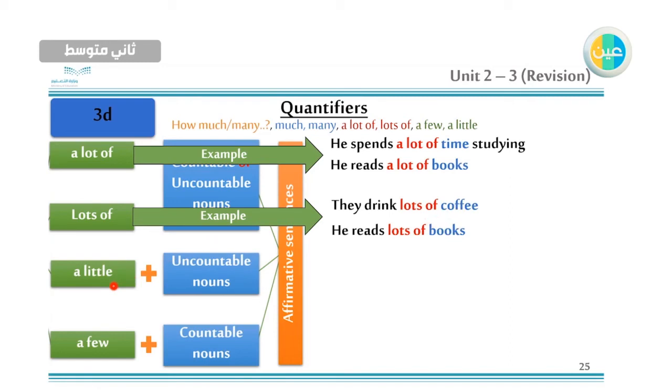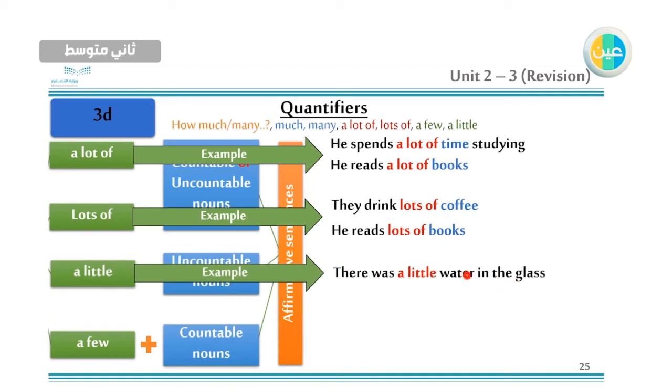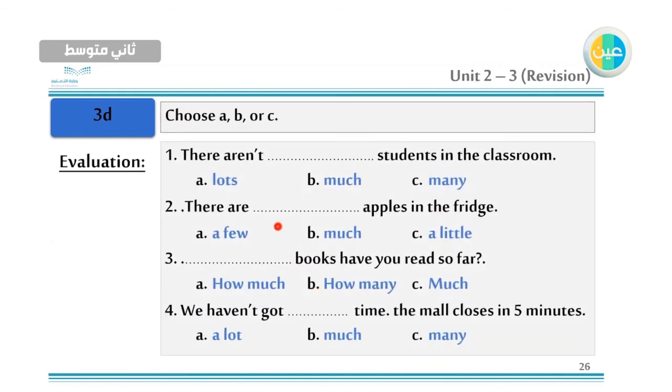Now, let's have an example for a little. There was a little water in the glass. So water is uncountable. So we use a little. So there was a little water in the glass. A few. Here's an example. There are a few cars outside. Cars is countable.